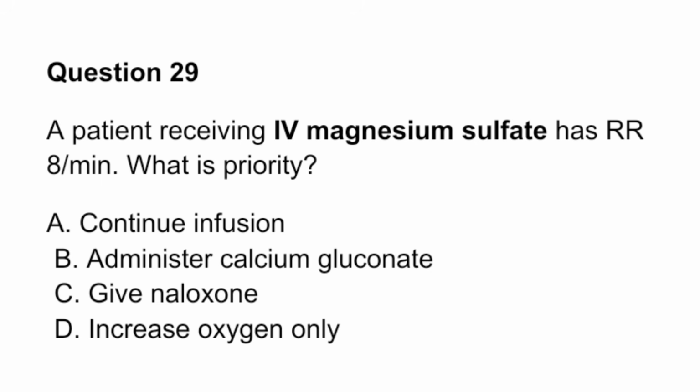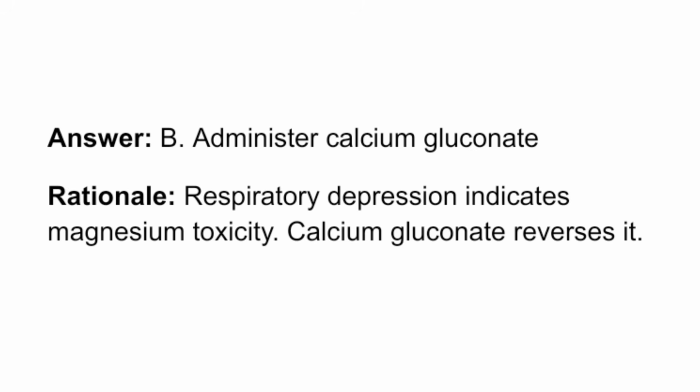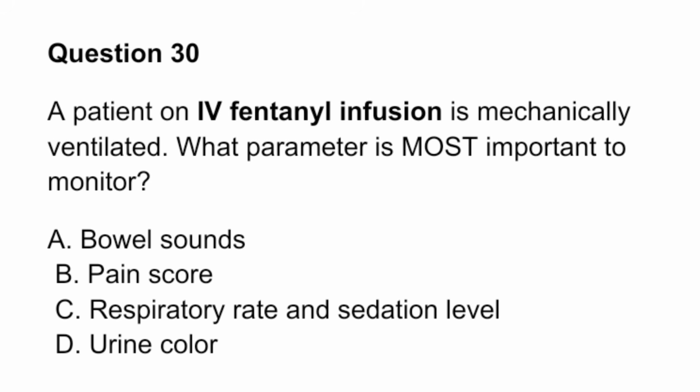Question 39. A patient receiving IV magnesium sulfate has RR 8 per minute. What is priority? A. Continue infusion. B. Administer calcium gluconate. C. Give naloxone. D. Increase oxygen only. Answer: B. Administer calcium gluconate. Respiratory depression indicates magnesium toxicity. Calcium gluconate reverses it.